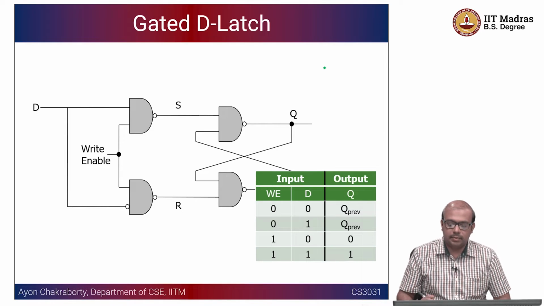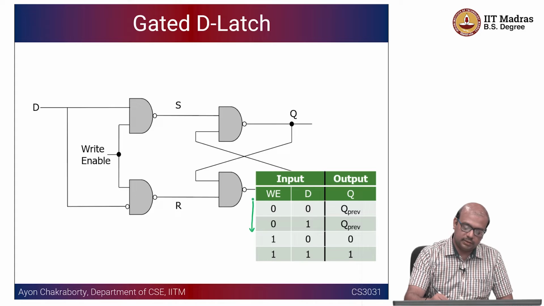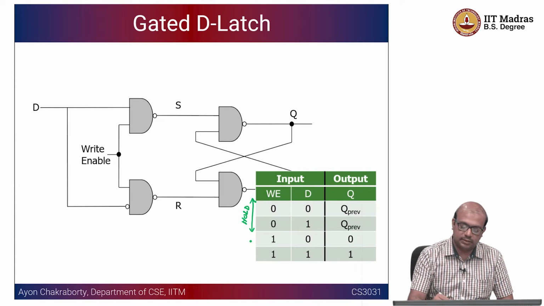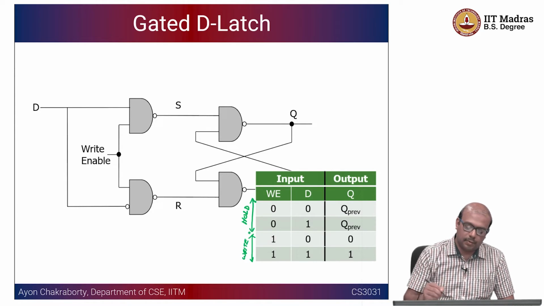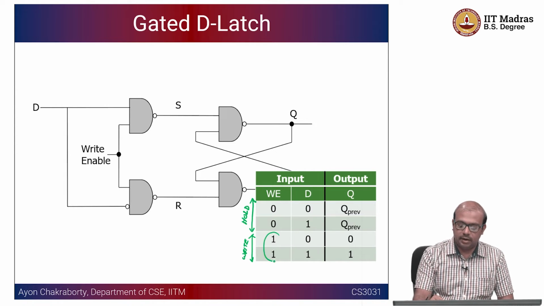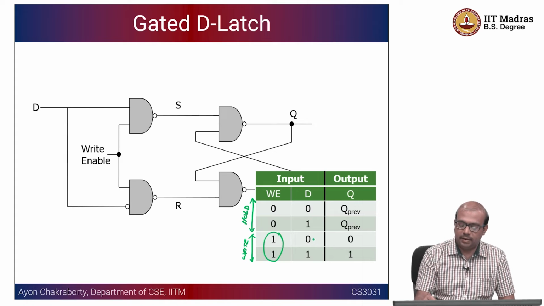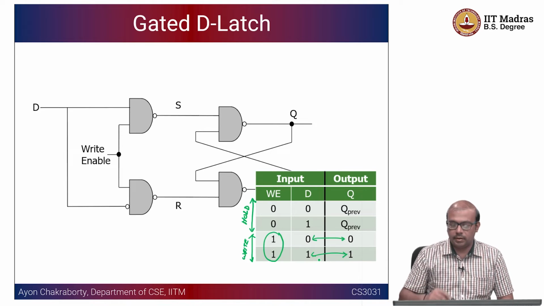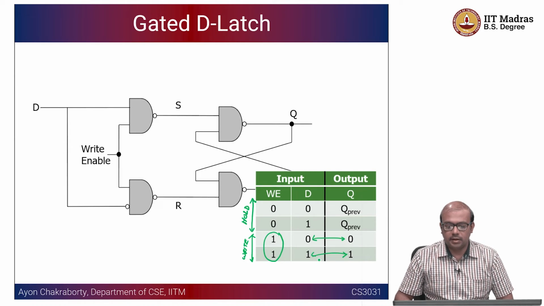So if we have write enable equal to 0, this is your hold state. It is going to hold the previous value that was already stored in the D latch. Only if you want to change the value, whatever value you put as D, this is the write operation you want to do. So write operation is enabled, so WE is equal to 1. If I put 0 at D, Q will be 0. If I put 1 at D, it will be 1, okay. So hopefully this concept is clear. This is called the gated D latch.